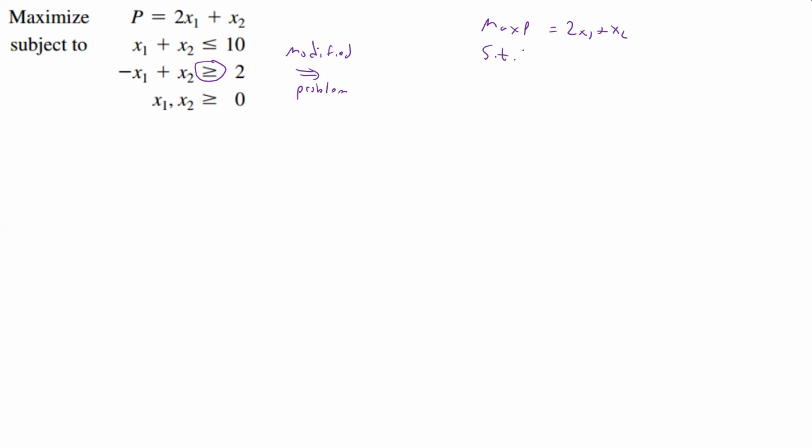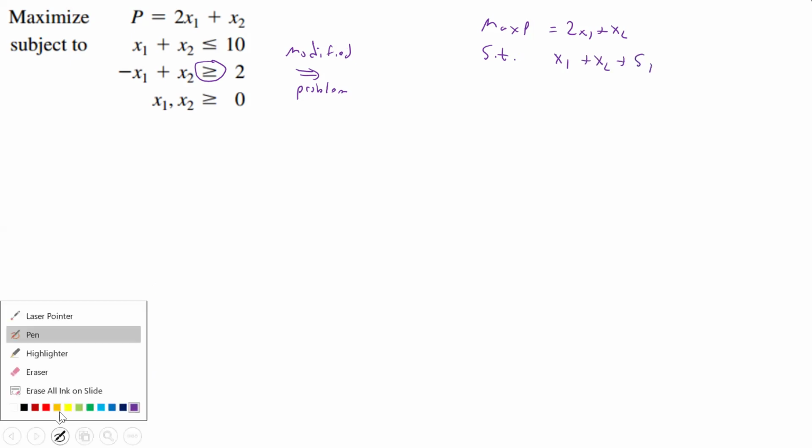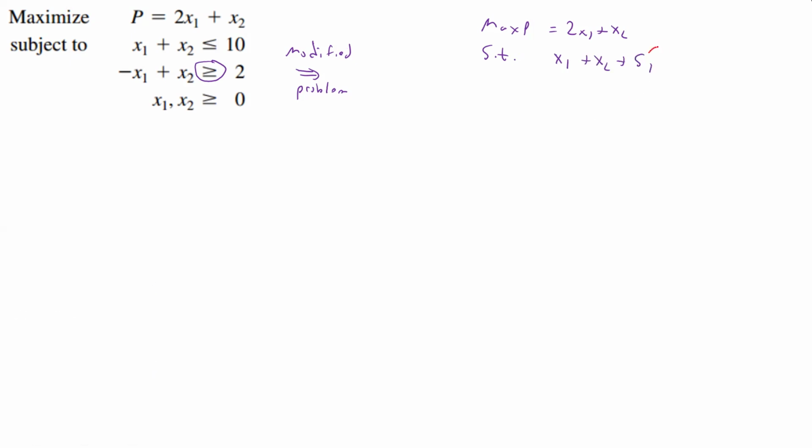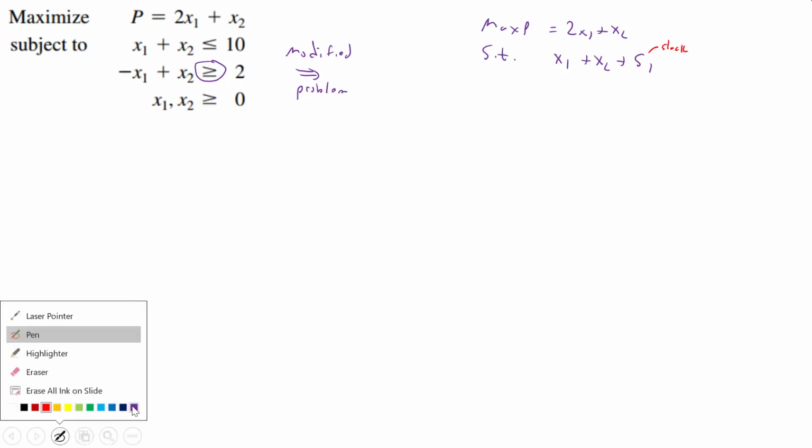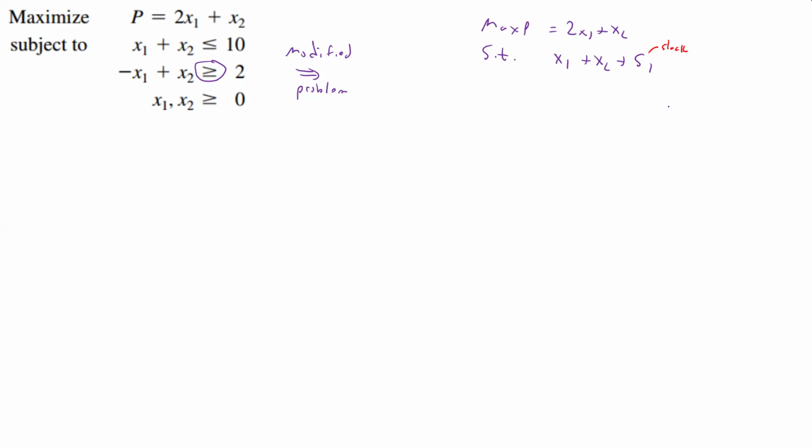Now, because I have this less than or equal to, I'm going to have to add in a slack variable. So I'm going to take x1 plus x2 plus s1, and now maybe I should write this in a different color. This one is a slack variable, and that's going to be equal to 10. And then the next one is going to be minus x1 plus x2.